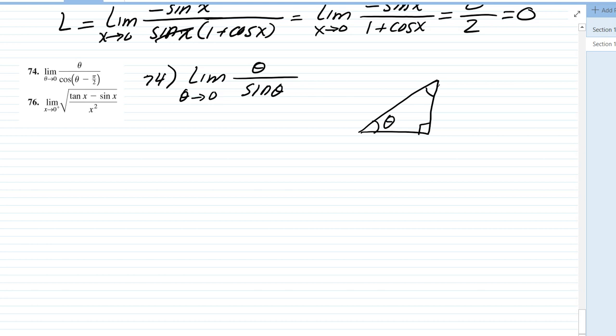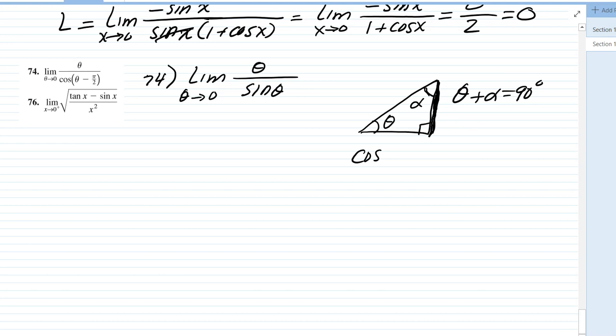Okay, this is a right triangle, right? So that means theta, and call that alpha, theta and alpha are complementary. They're 90 degrees, right? Now check this out.